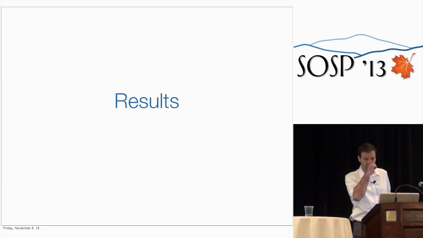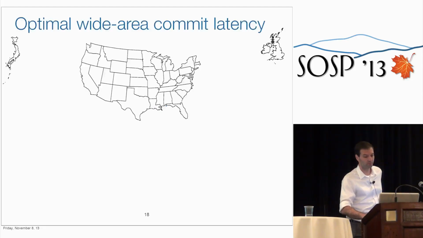Okay, so now the results. We've implemented EPaxos, Mencius, generalized Paxos, and Multi-Paxos in Go. And we tested these protocols. We compared them on Amazon EC2. The workload is a replicated key value store.